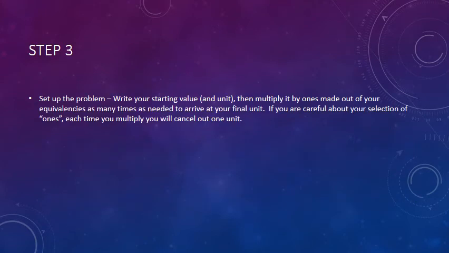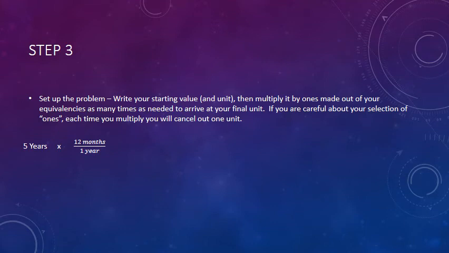Now that we've got all of our equivalencies figured out, you're going to set up the math problem that we're going to do here. We're going to start by writing your starting value on the left, and then we're going to make these funky little values of 1 out of all the equivalencies as many times as we need to end up with our final units. The kind of art here is that you need to be careful about which ones you choose to use so that you can cancel out units. So for example, we'll start with 5 years.